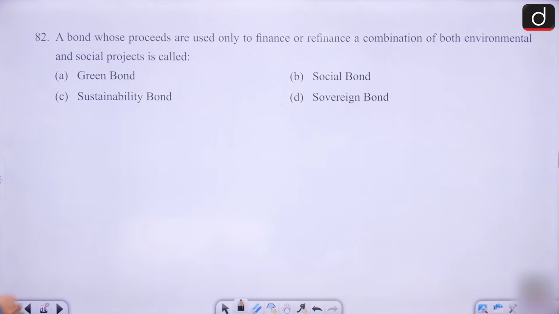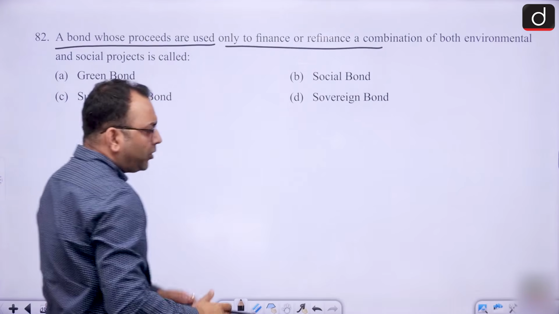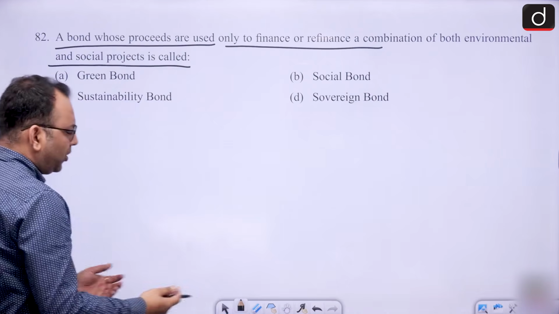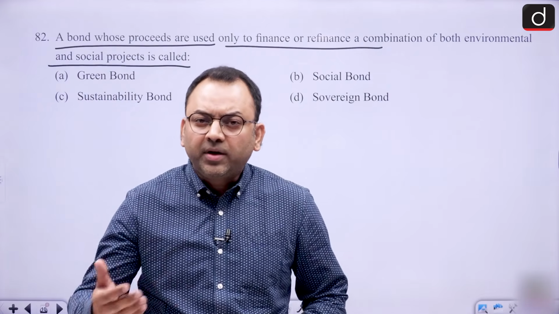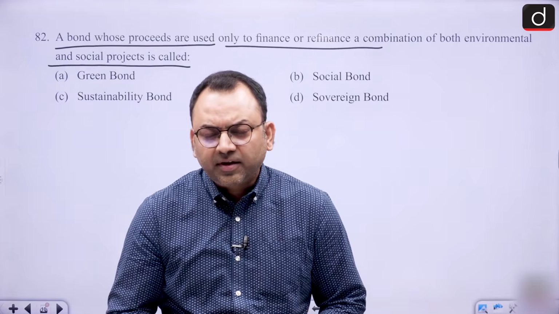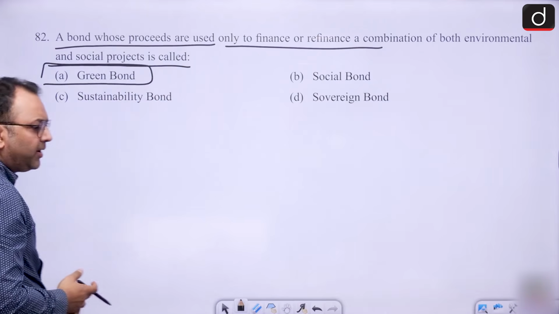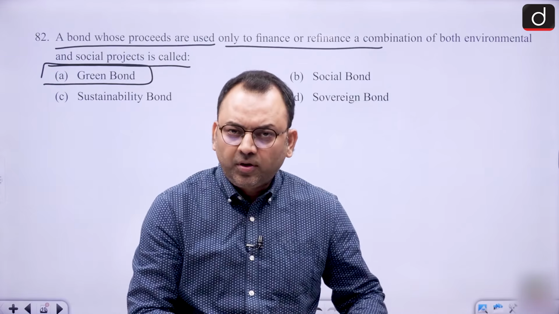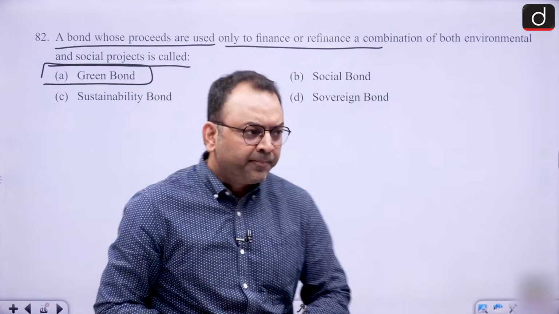Now friends, there is a simple question coming up. A bond whose proceeds are used only to finance or refinance, or a combination of both, environmental and social projects is called. Friends, a bond is an instrument by which the bond issuer borrows money from the investors, right? So if it is a green bond, it means you borrow money from investors to invest into green projects. You invest there, you earn money, you return the money back with some interest.